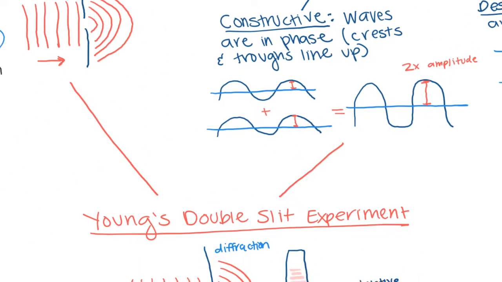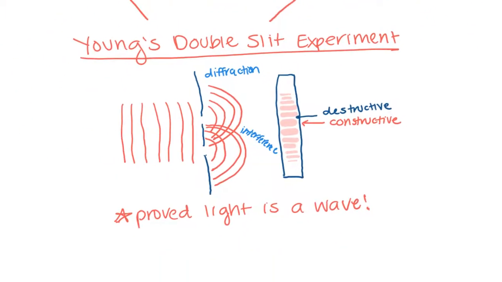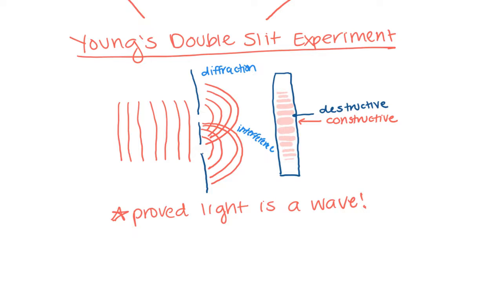Now, with these two final concepts of diffraction and interference, a scientist named Thomas Young was actually able to prove that light is a wave using diffraction and interference. So this is Young's double slit experiment. We'll talk about this a little bit more if we get to our quantum unit of light and discussing how light is both a wave and a particle. But this was a really, really important experiment that proved that light does have wave-like properties.